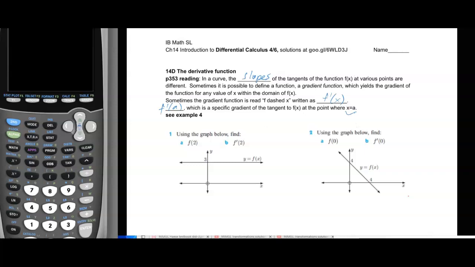Remember that in IB, gradient is synonymous with slope. You're never going to see the word slope in the IB exam. You're only going to see the word gradient. When you see the word gradient, remember that's a slope. Okay, so that's what the first sentence is saying.